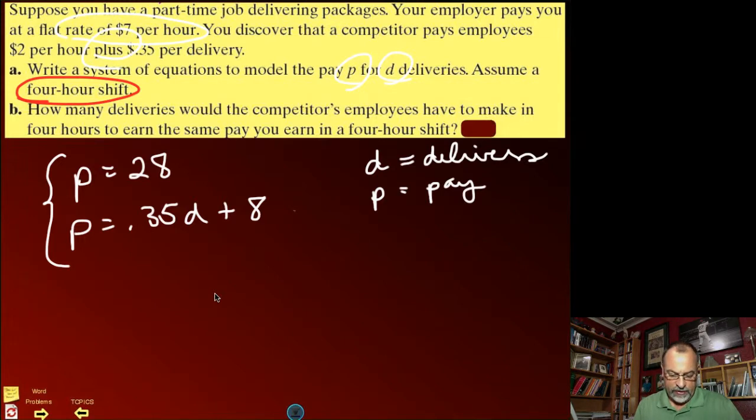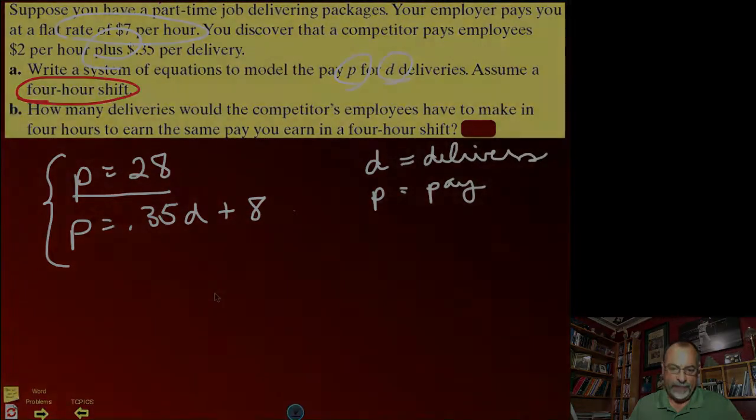So again, this is a situation where you can find the intersection, or you could use substitution, substitute this P is equal to 28, substitute it in, and then solve for D.